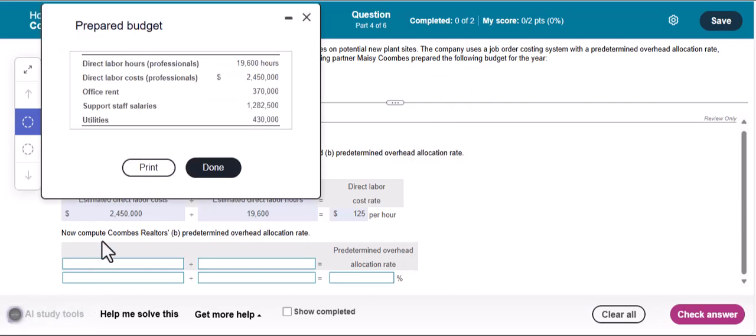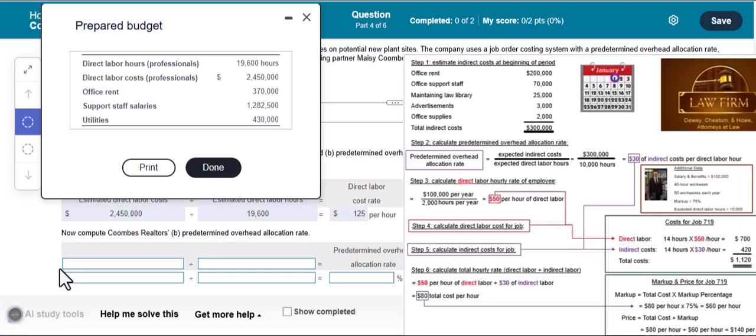Okay. Now for the second part here, we have now compute the Coombs Realtors B predetermined overhead allocation rate. So now for this part B, we are calculating the overhead because remember we have to figure out how much of the office rent, support staff salaries, and utilities this bid will require. So the way we did that before is we took the predetermined overhead allocation rate by taking the expected indirect costs and dividing by the expected direct labor hours. But in this case, this company is computing it as a percentage of direct labor costs.